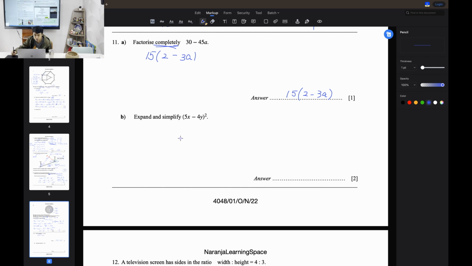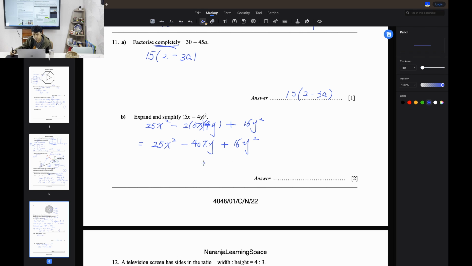So expand and simplify this. Okay, this may take some time, but it's 2 marks anyway. So 25x squared minus 2 times 5x times 4y. Okay, be careful of the sign. Okay, minus, since here is minus, here don't need to minus, and plus 4y squared, which is 16y squared, and that gives me 25x squared minus 40xy plus 16y squared. Okay, can we simplify further?